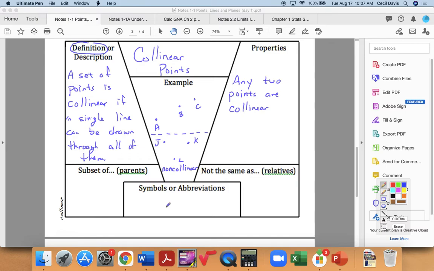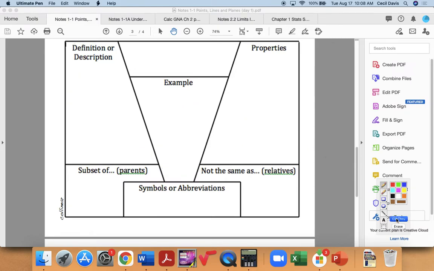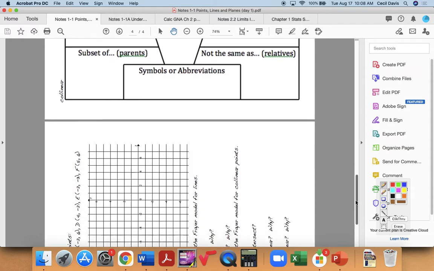There is no abbreviation for collinear, unfortunately. There is no subset for that. There are no relatives. That's why this sheet, sometimes it works really well for things, sometimes not as much. Okay? All right. Let's move on to page 4.